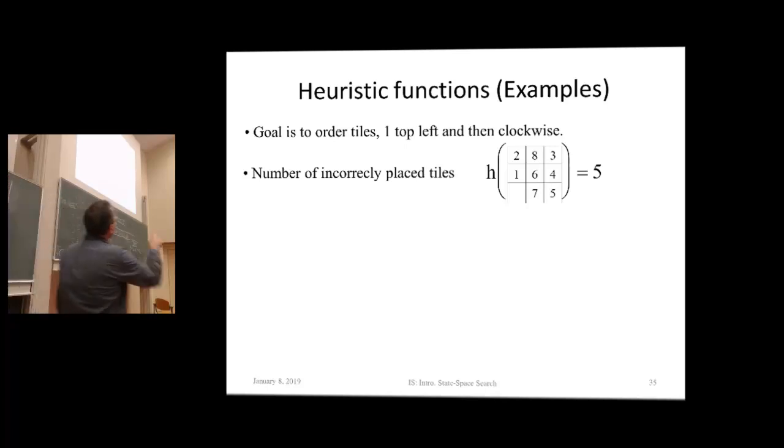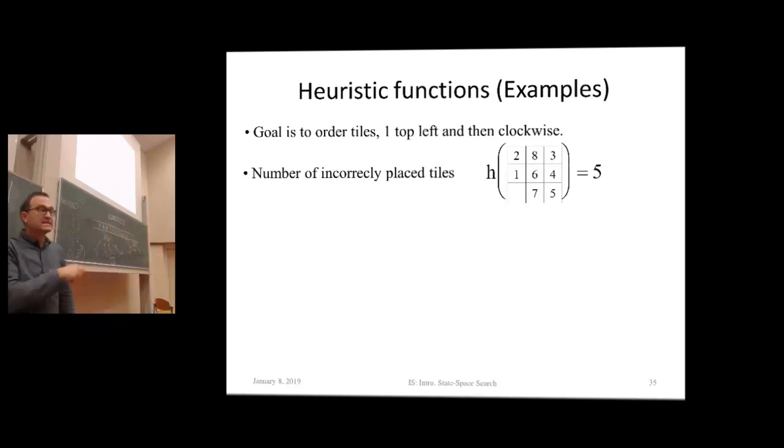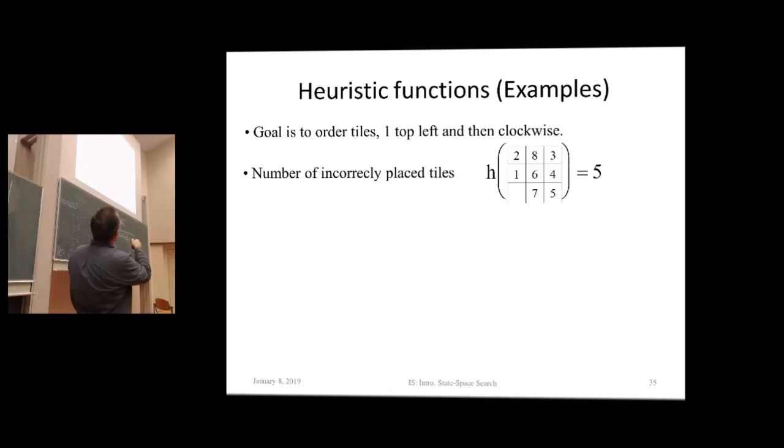So you all know this sort of tiling game where you get a situation like this one, and you want to bring these tiles into a position where the 1 is on the top left, and then it's ordered. So that would be 1, 2, 3, 4, 5, 6, 7, 8, and the empty one in the middle. So top left, and then clockwise the numbers. And then we have different ways of estimating how good this is that might guide us in our search. The number of incorrectly placed tiles is one heuristic that we can use.